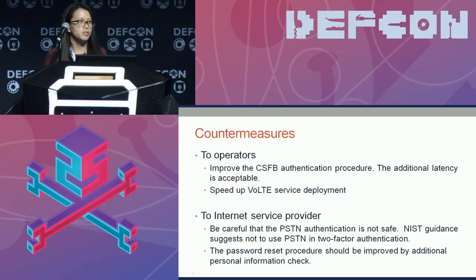We proposed countermeasures to operators and internet providers. We suggest adding CS fallback authentication in the CS fallback procedure. The additional latency is acceptable, and we think the final solution is to speed up the VoLTE deployment. And the internet service providers should be careful that PSTN authentication is not safe, and NIST guidance already suggested not using PSTN in two-factor authentication.